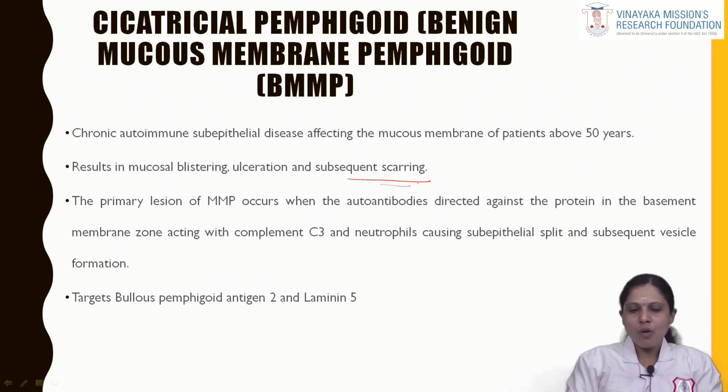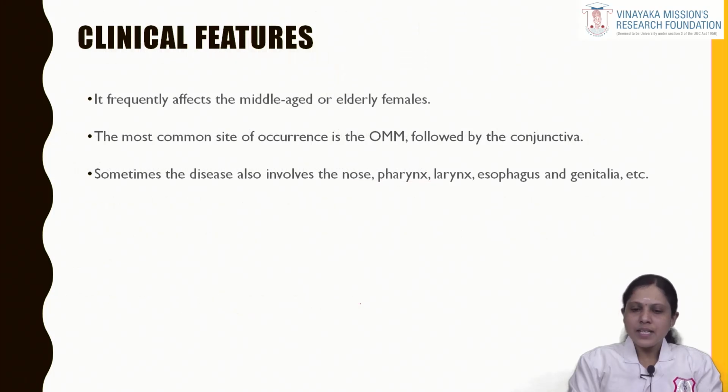The primary lesion of mucous membrane pemphigoid occurs when the autoantibodies are directed against the protein in the basement zone, chiefly bullous pemphigoid antigen 2 and laminin 5, which are targeted in cicatricial pemphigoid, which causes subepithelial split and vesicle formation. It frequently affects middle-aged or elderly females. The most common site is oral mucous membrane followed by conjunctiva. So the disease also involves nose, pharynx, larynx, esophagus and genitalia.